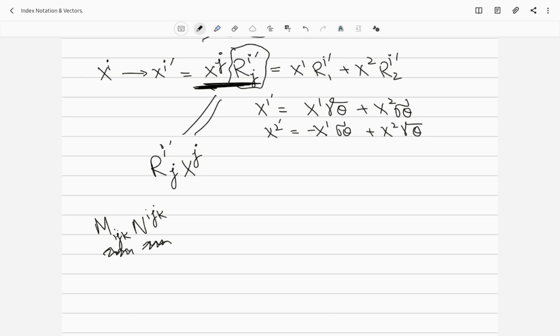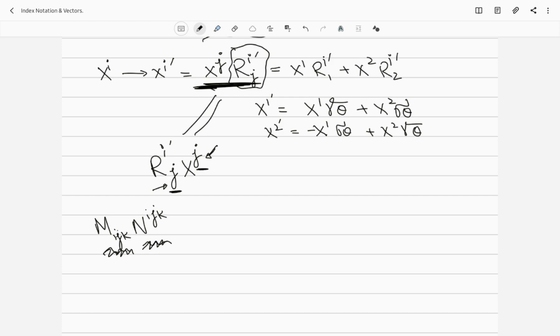You may also have noticed that any time an index is repeated, it comes in an upper and lower pair. If you look at this thing, the index j is repeated and it comes in a pair: it's a lower index over here and an upper index over here. I'm not really going to talk about this right now, but you will eventually understand what this means and why it is like this.